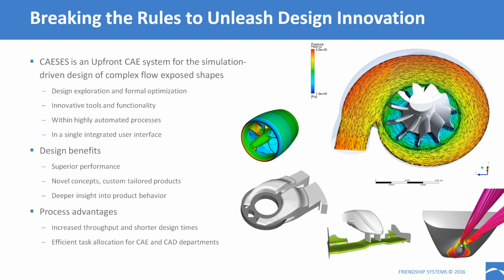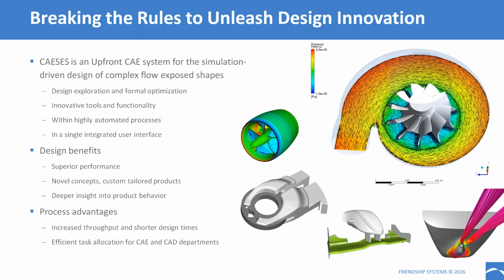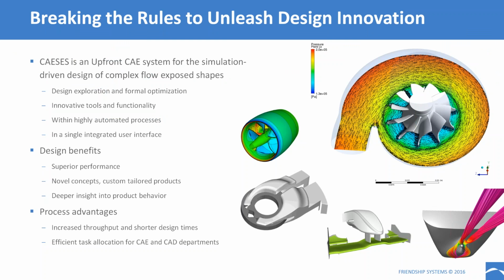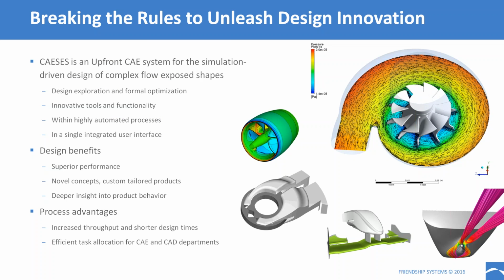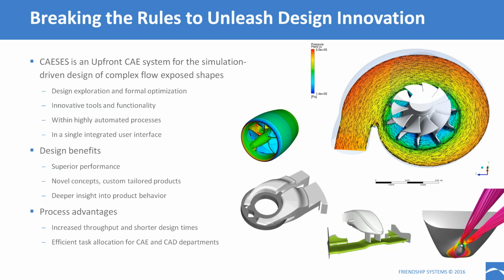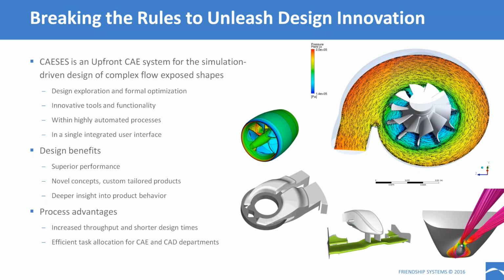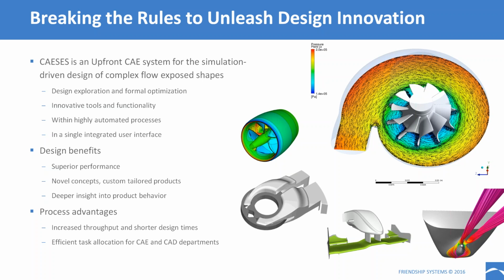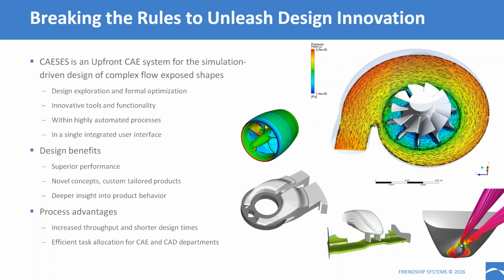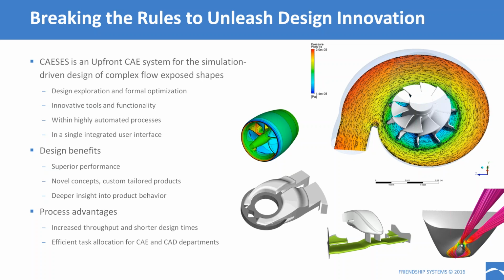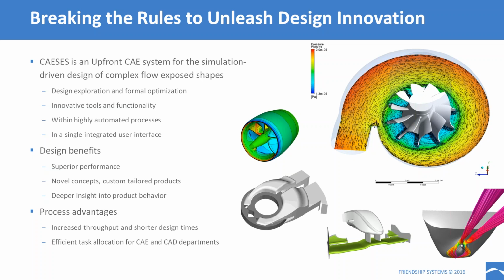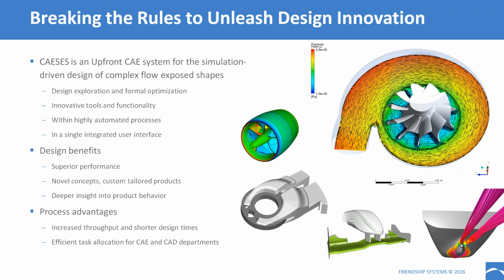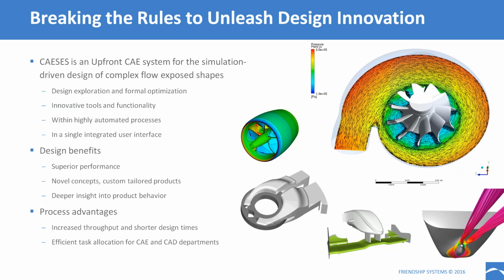In terms of the process, the advantages are that we can increase the throughput of the design process and shorten the design times. And another important point is who's using CAESES, and typically CAESES is used by simulation engineers rather than by CAD engineers, and it allows the simulation engineers to provide their own geometries and also to be able to vary these geometries by themselves without having to rely on a CAD department.